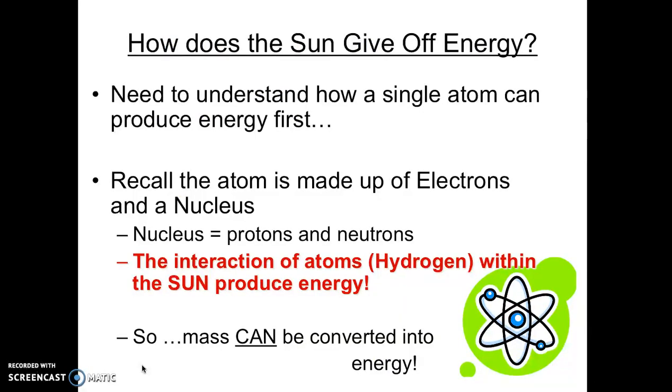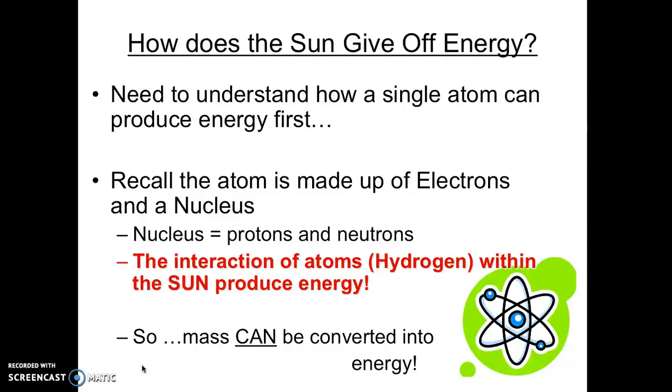Okay, so how does the sun give off energy? In order to understand how the sun gives off energy, we need to recall the basic ideas of the atom. So you need to understand how a single atom can produce energy. Recall the makeup of an atom. We have the nucleus made up of protons and neutrons, surrounded by a cloud of electrons. The nucleus is where the action is happening. It's the interaction of atoms of hydrogen within the sun, particularly in the nucleus, the neutrons and the protons.